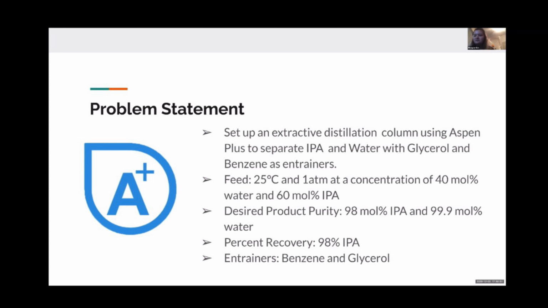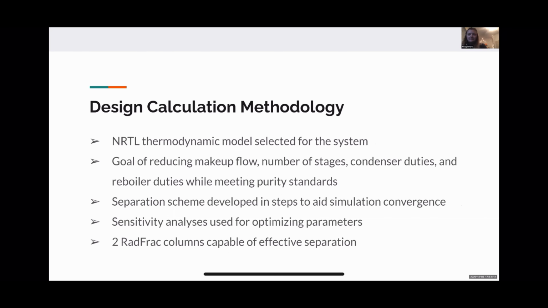The conditions are as follows. The feed stream is at 25 degrees Celsius and 1 atmosphere at a concentration of 40 mol% water and 60 mol% isopropanol. Our desired product purity is 98 mol% isopropanol and 99.9 mol% water. Our desired percent recovery is 98% isopropanol. And our entrainers are benzene and glycerol.